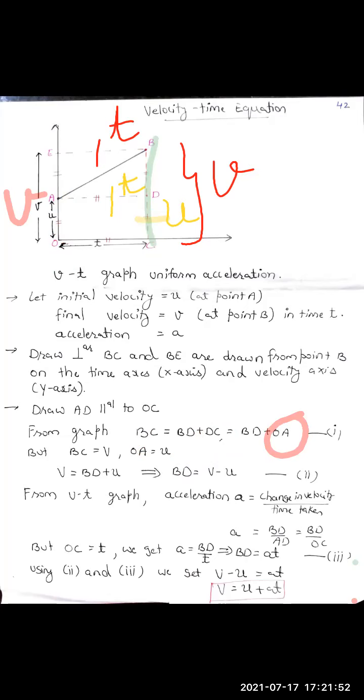So we will get the equation V equals BD plus U. And if you make BD the subject of the formula, U goes to the other side and becomes minus. So you will have BD equals V minus U. Children, till this point, till the second equation, the derivation will remain common for all three equations of motion.